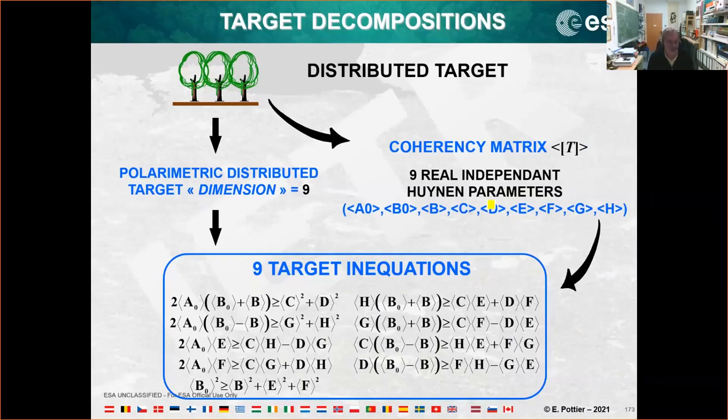The problem can be solved if I introduce this concept of a decomposition. I'm going to decompose my output pixel in a pixel which will present 5 degrees of freedom and another pixel which presents the remaining 5 degrees of freedom.